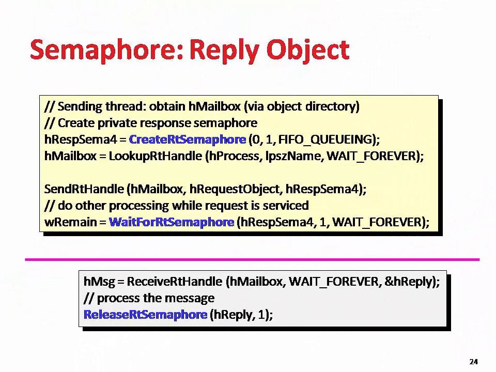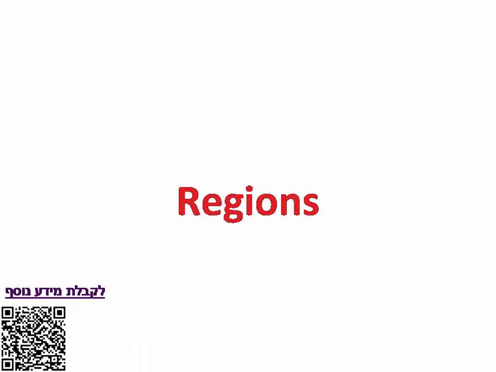A semaphore can be used instead of a mailbox as the response parameter for a send RT handle call. Releasing and waiting for a semaphore unit is faster and takes less memory than sending or receiving mailbox messages. With a semaphore you can implement mutual exclusion, but there is a possibility of priority inversion. Regions were invented to solve that issue.